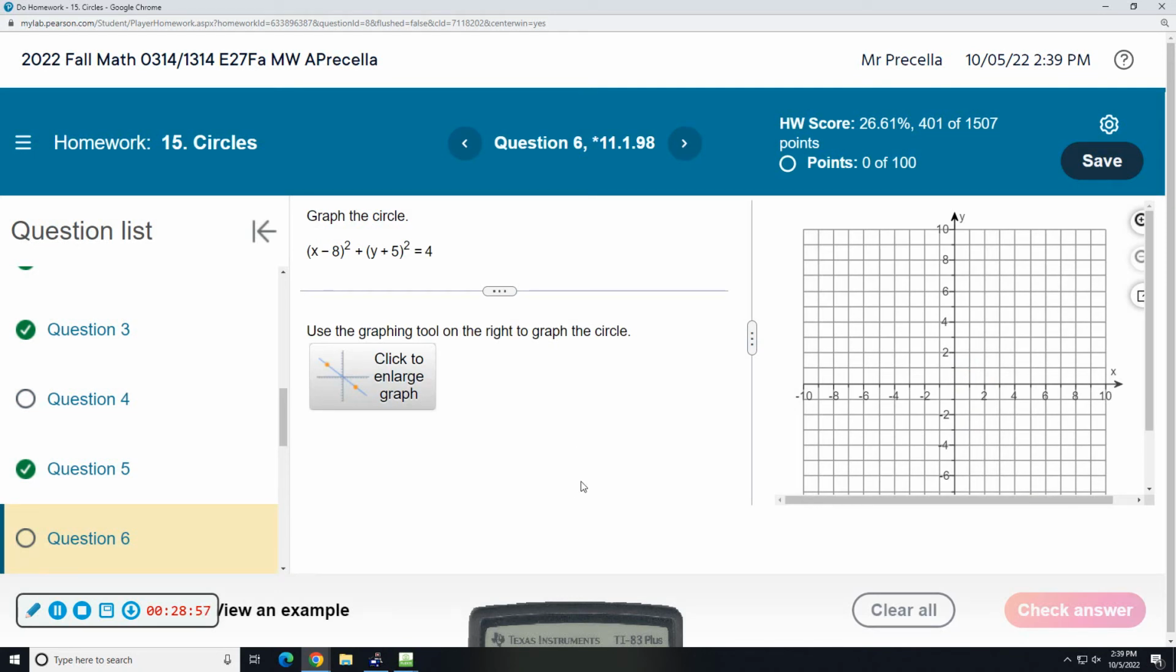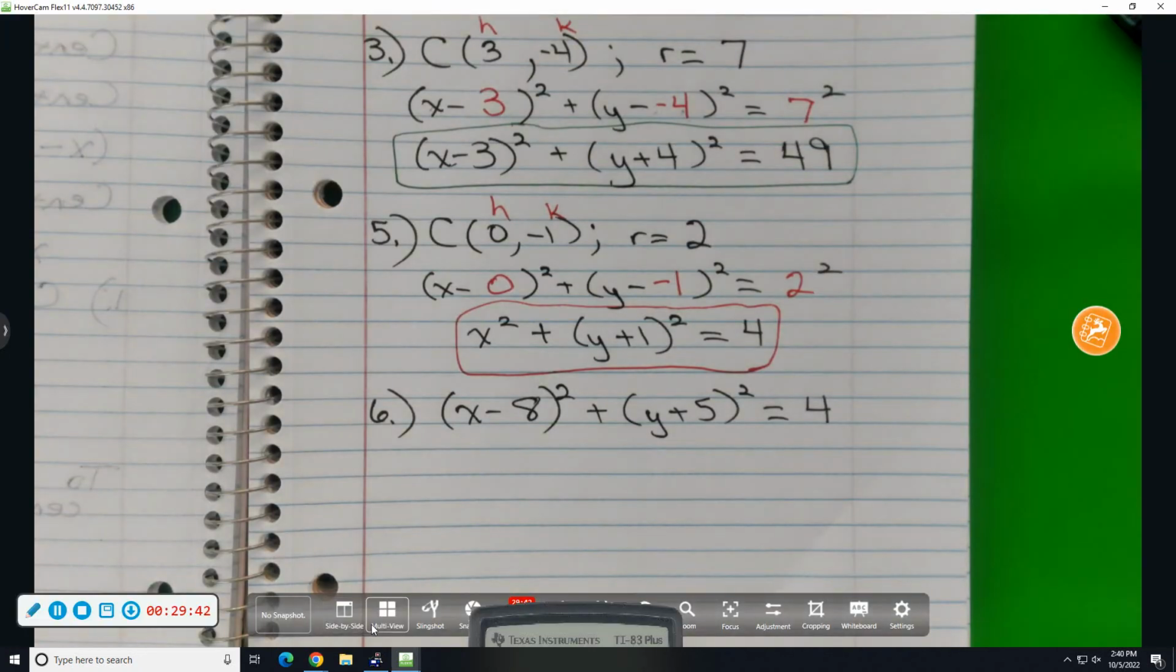Here they want us to graph the circle. This is number 6. X minus 8 quantity squared plus Y plus 5 quantity squared is equal to 4. If we're going to graph a circle, we need to know 2 things. What are they? The radius and the center. We're going to have to find the center and the radius from this equation.